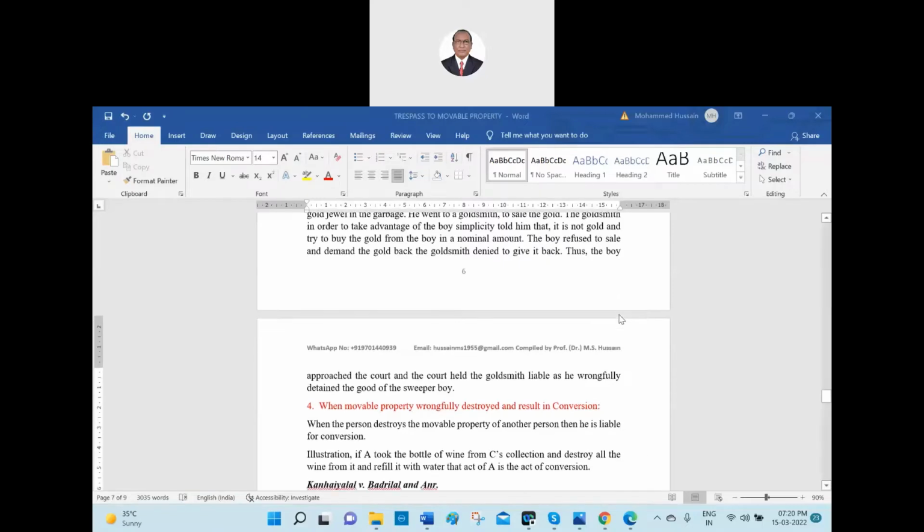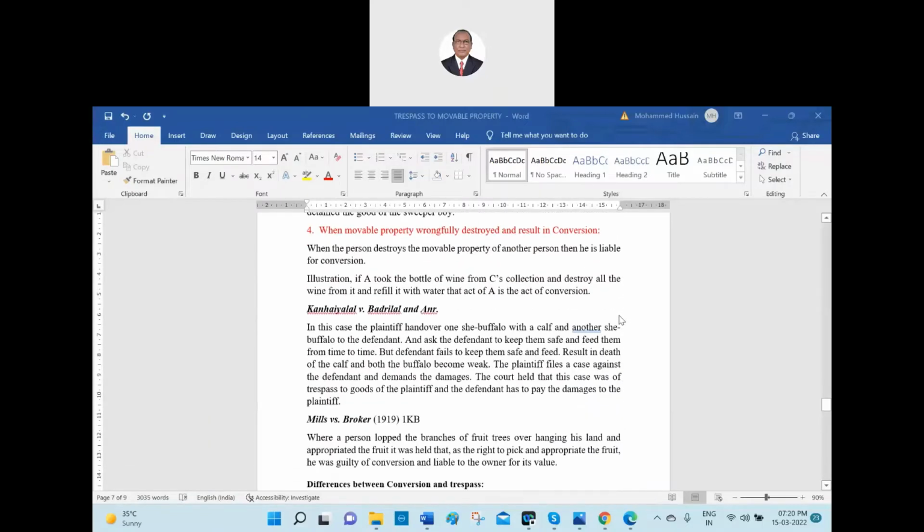So now let us go to the fourth one. When movable property is wrongfully destroyed, it results in conversion. See, if you destroy the movable property, it also amounts to conversion. When a person destroys the movable property of another person, then he is liable for conversion. Illustration, read.